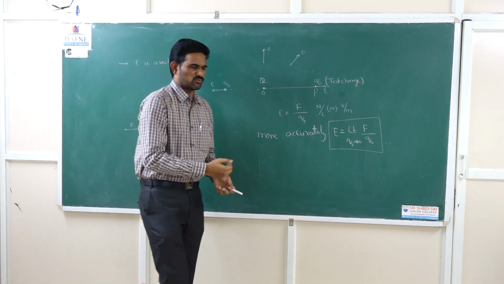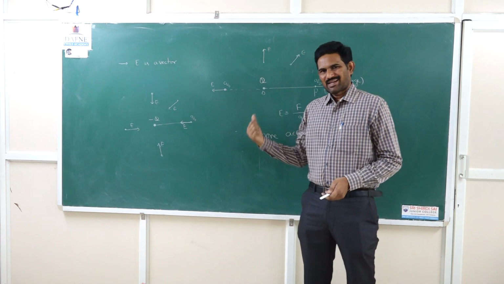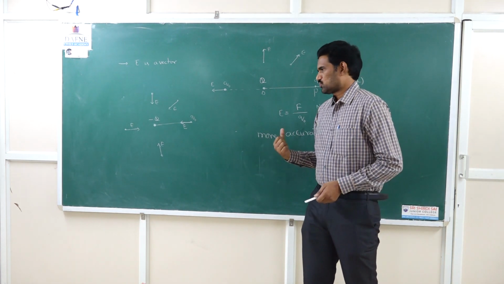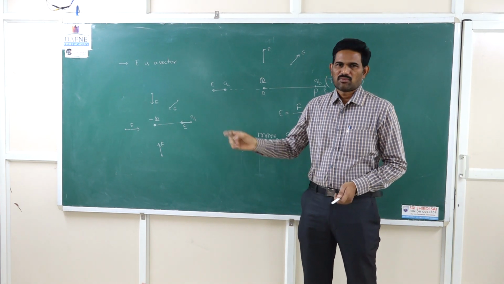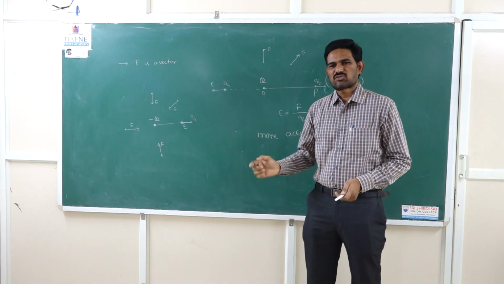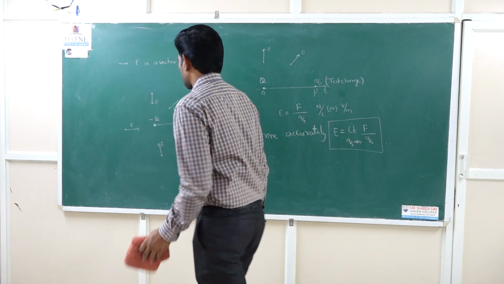As only two types of charges are there, now we can get these conclusions. The electric field due to a positive charge is away from the charge at any point, and the electric field due to a negative charge is towards the charge. So that you should remember. That is the direction of this electric field.